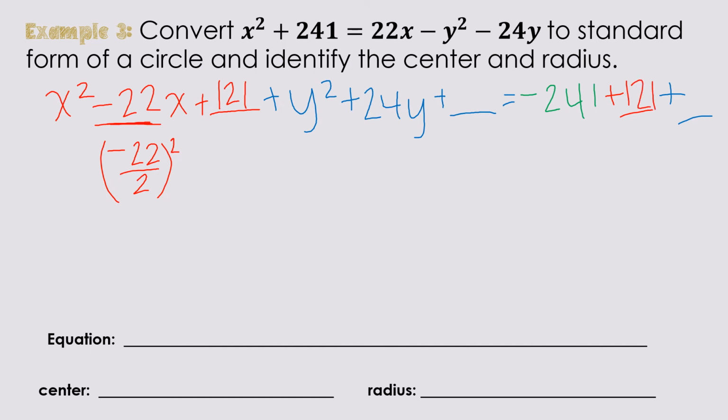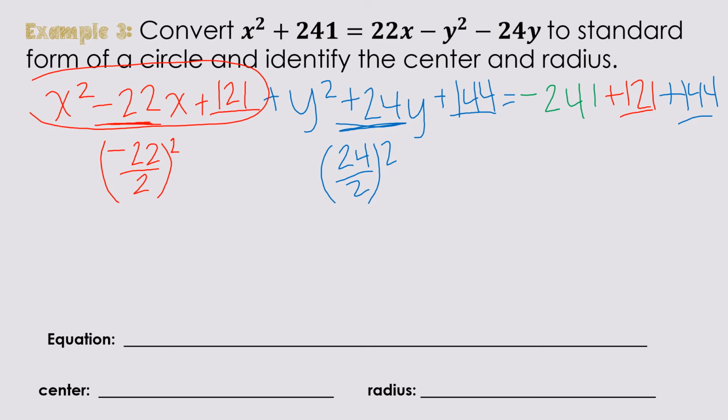Now we're going to do the same thing for the b value, which is 24. 24 divided by 2 is 12, and 12 squared is 144. That's going to go in our blank values. Now we're ready to factor. So looking at the x portion of it, it's always going to factor to be x and then half of a, squared. So our a value was -22, so half of -22 is -11.